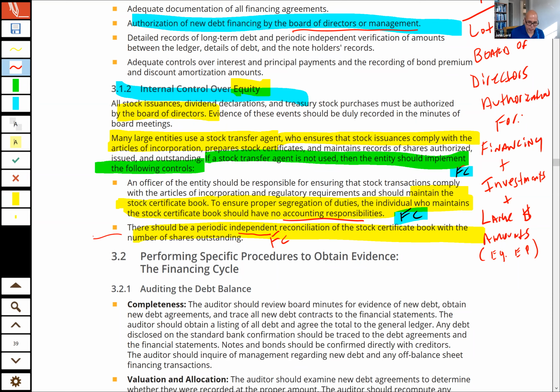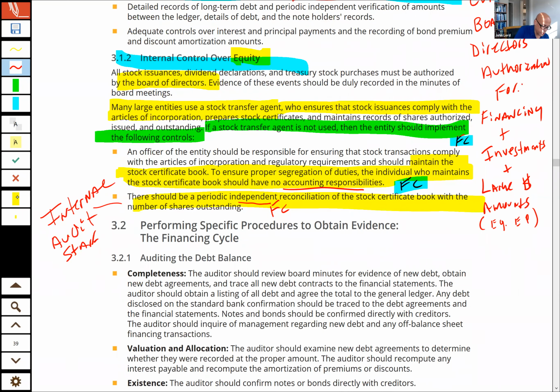You can include on the flashcard. Internal audit staff is a good group to do something like that. And you would be looking for those controls. Okay, good. Procedures. What kind of procedures are we talking about here, do you think? Substantive procedures. Internal control procedures are also procedures, but they don't seem to want to call out the word substantive procedures here, but for debt.